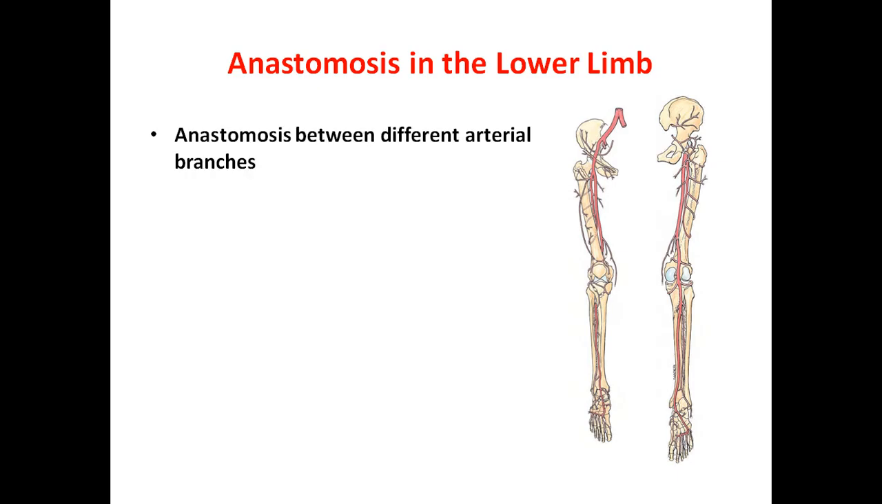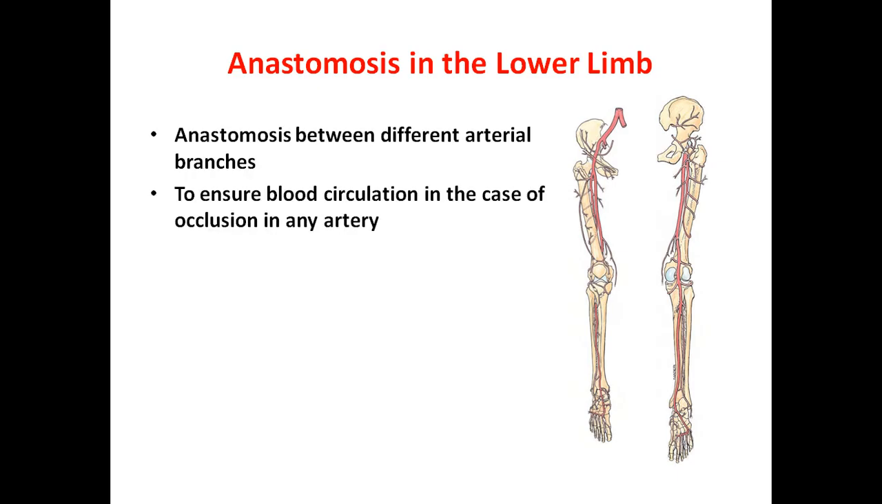Anastomosis between different arterial branches is actually required to ensure continuous blood circulation in case of occlusion of any major vessel whenever we bend a joint. It may be a knee joint, hip joint, or an ankle joint. When we bend, the major vessel is blocked for a temporary period of time, but still we want the blood circulation to continue.